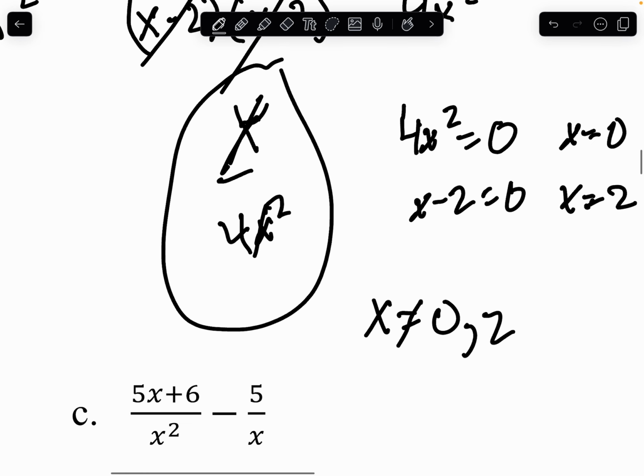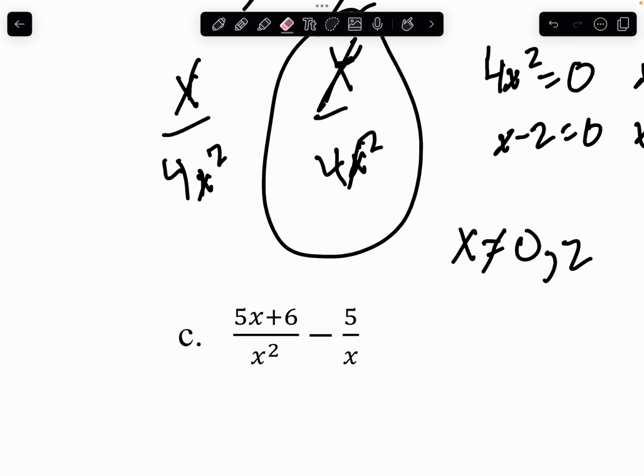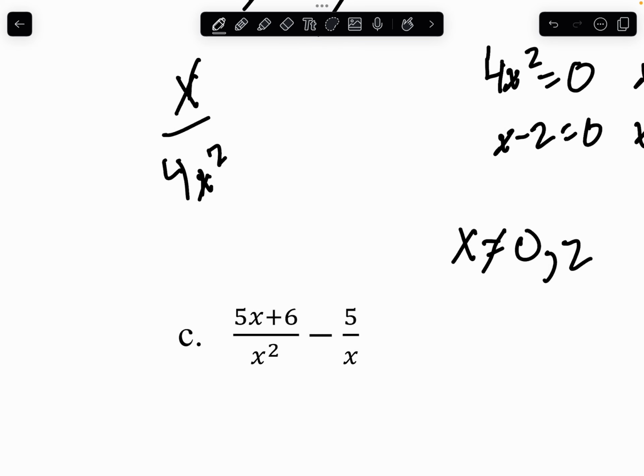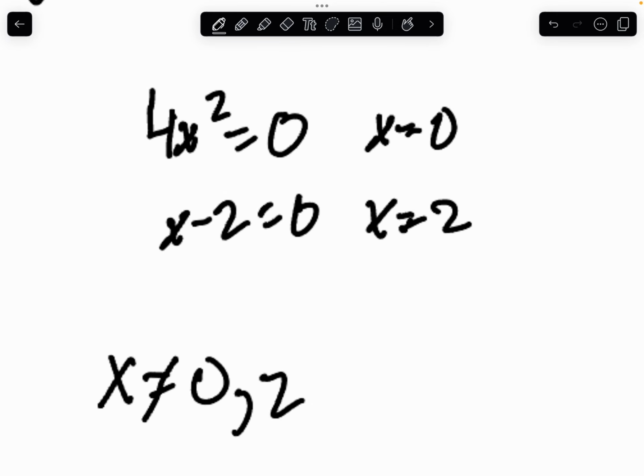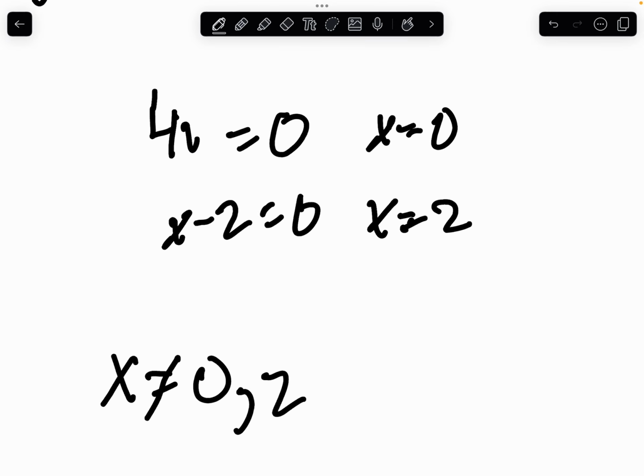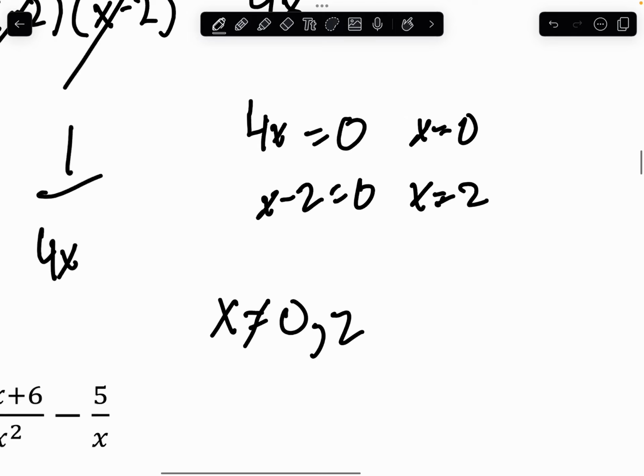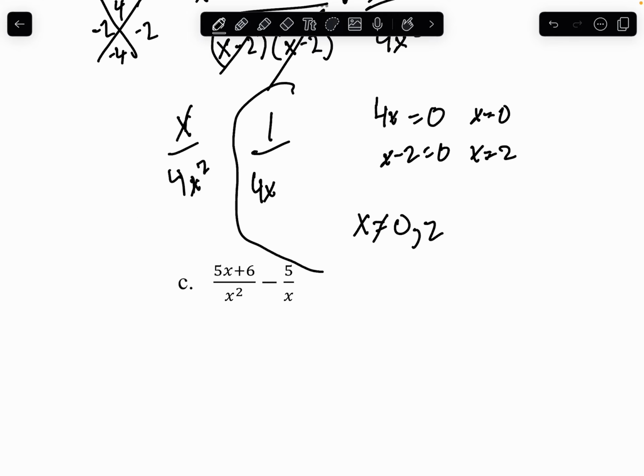So for this one, it's going to do the same thing. X over 4x squared. Cancel out the x. Sorry, I messed up this. It's probably a little confusing. So x cancels with x, so you're left with 1 over 4x. So you can do 4x equals 0, and you still get x equals 0. So your answer is this part. That's my bad for messing that up.